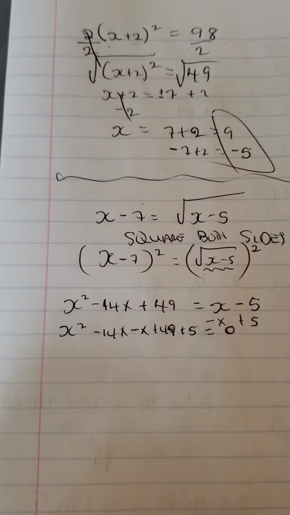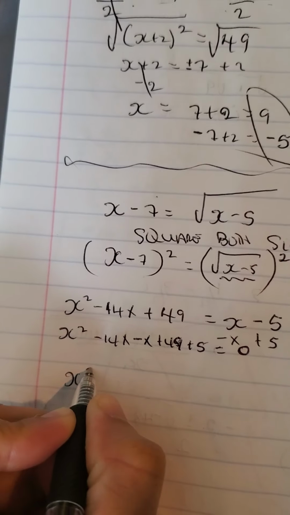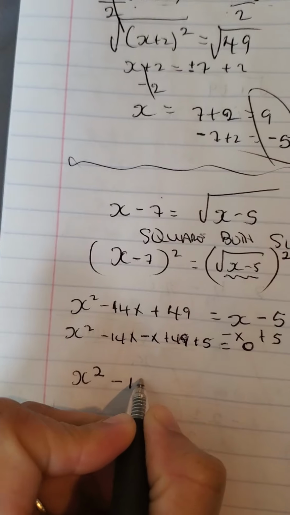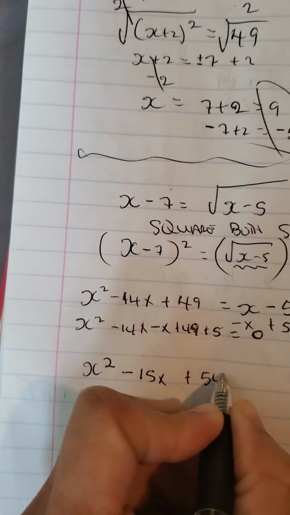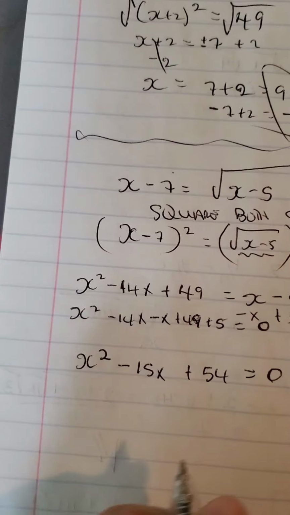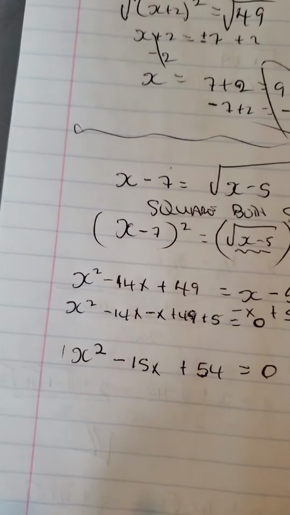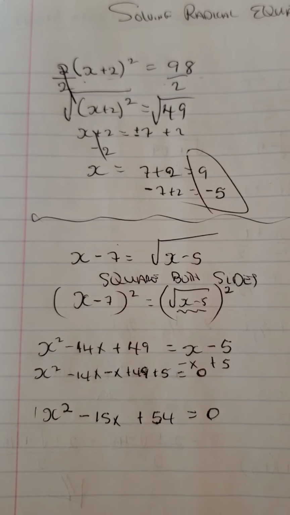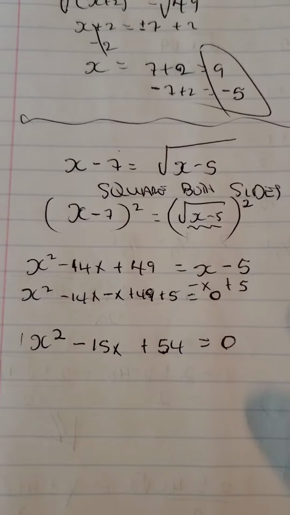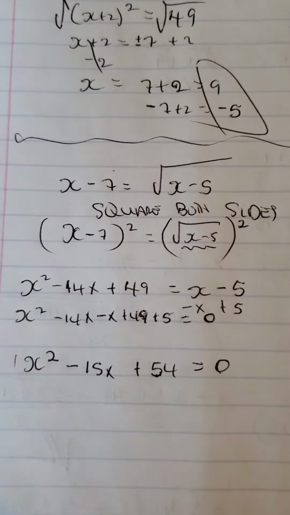Looking good. Now I'm going to combine my like terms. We have x squared minus 15x plus 54 equals 0. So here my leading coefficient is 1. I know I can find factors from our basic factoring rule, and if this confuses you, then you should not be here. You should know how to factor before you get into doing equations of this nature.